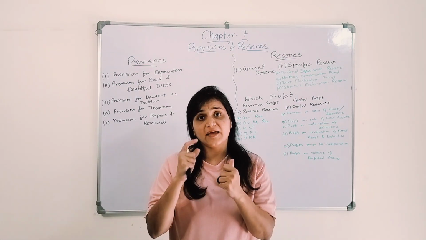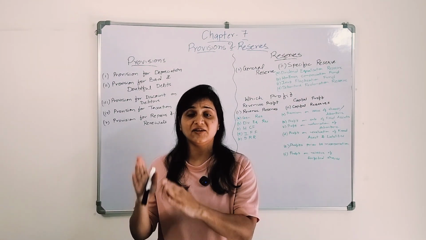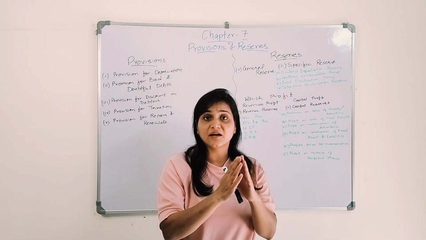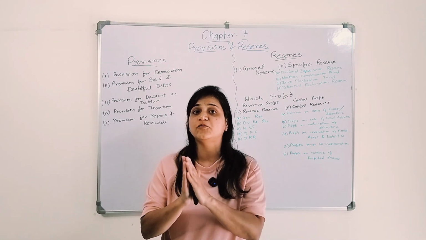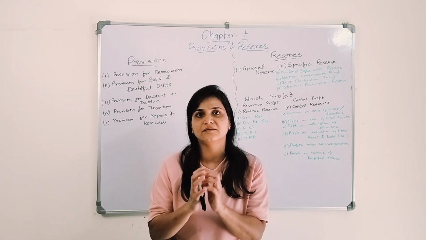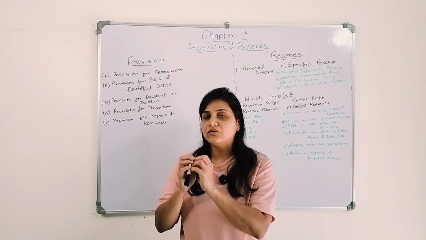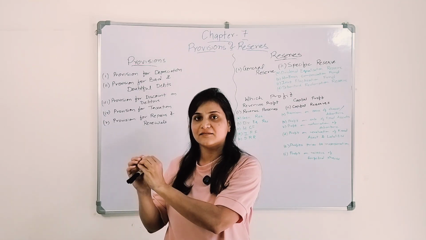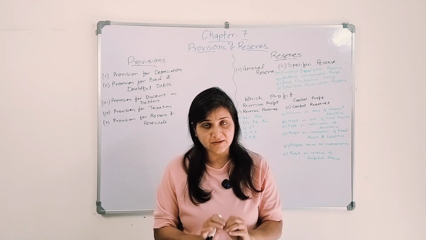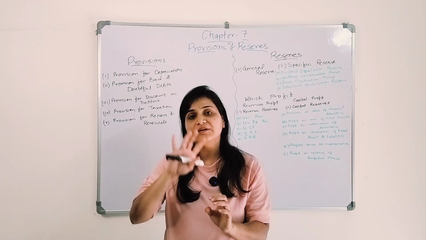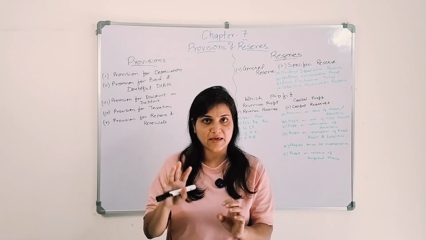Why? Because as we studied in our second chapter, where we considered the accounting concepts, we studied the concept of prudence, or conservatism. So they are going to keep a certain amount for contingencies, for expenses which are the current year's expenses, but they don't know the actual amount or the actual liability.